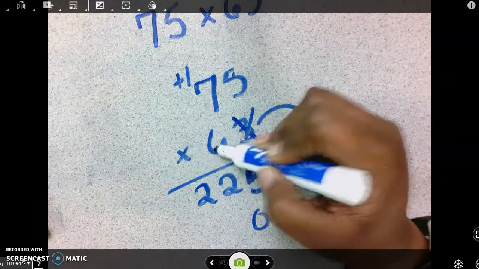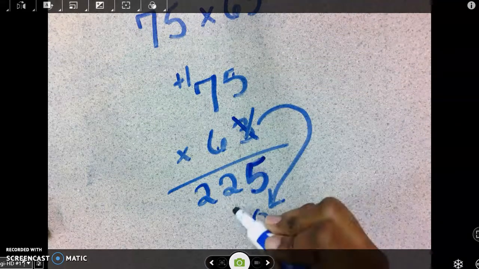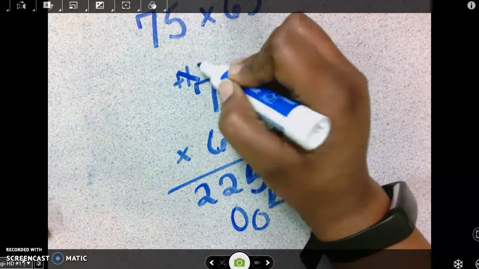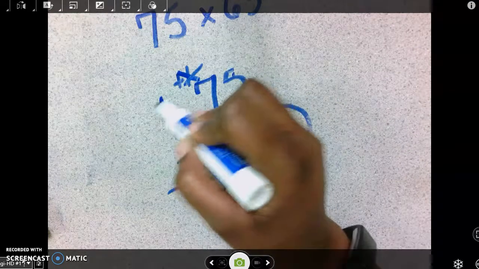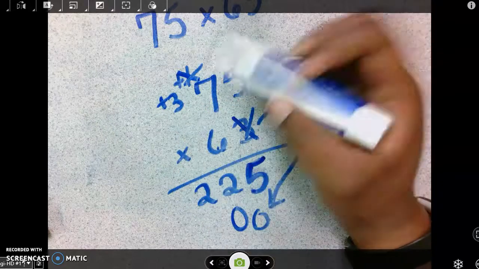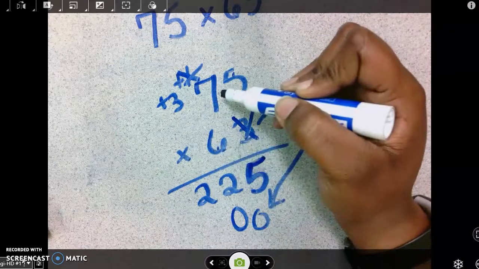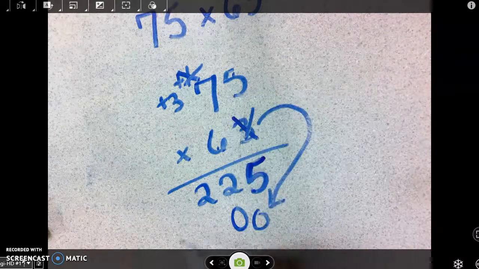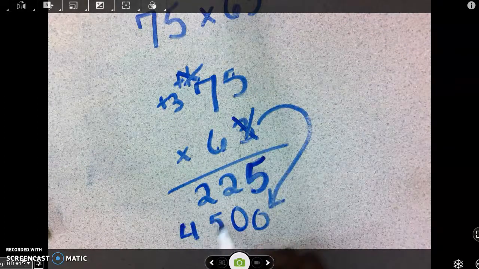5 times 6 gives me 30. Put my 0. And I don't need this 1 I regrouped. I'm going to now regroup a 3, right? And then 7 times 6 is 42, plus 3 more, 43, 44, 45. And then I put that here, making sure that I keep my places lined up.